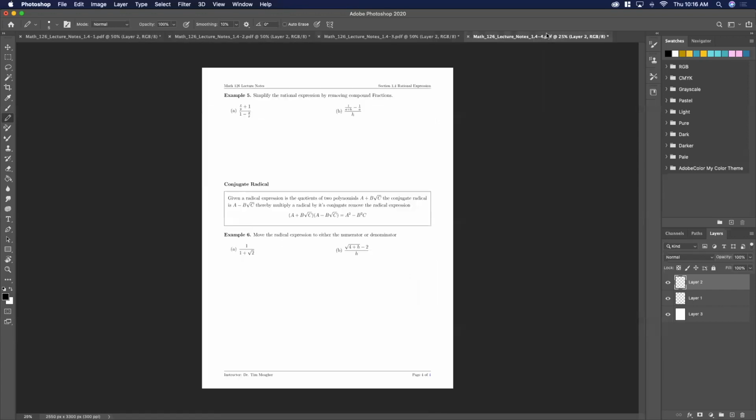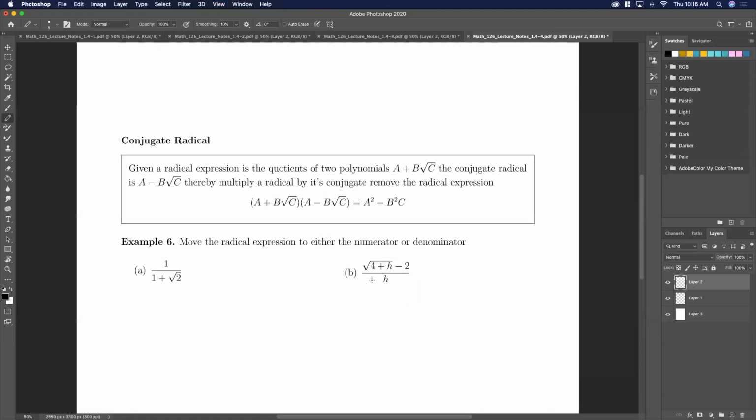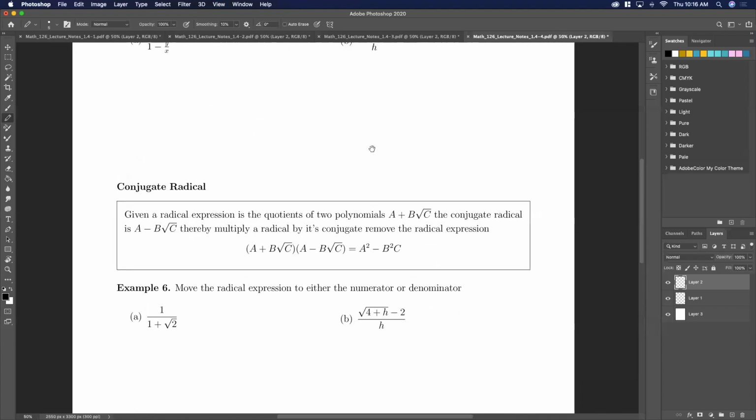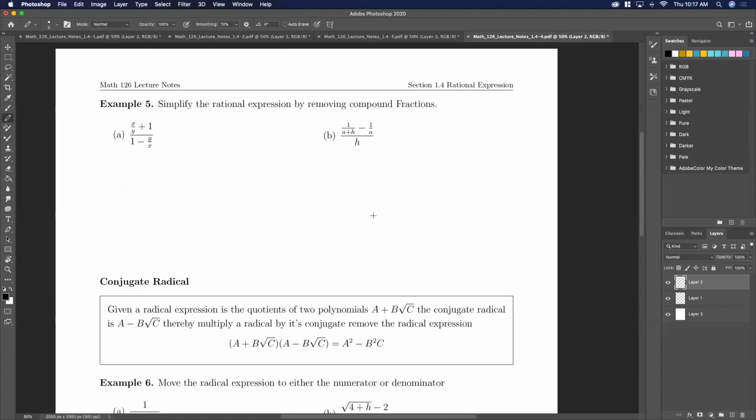All right. We'll just talk about two things real quick, and then we'll get on to the section that we should probably spend more time on. All right. So here, sometimes we want to remove a compound fraction. A compound fraction is a fraction within a fraction. And so in order to do this, let me show you the process slowly. So here, let's make top and bottom a single fraction.